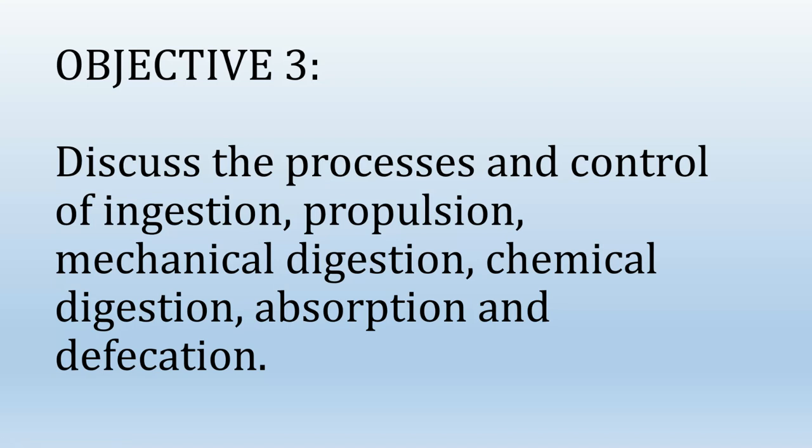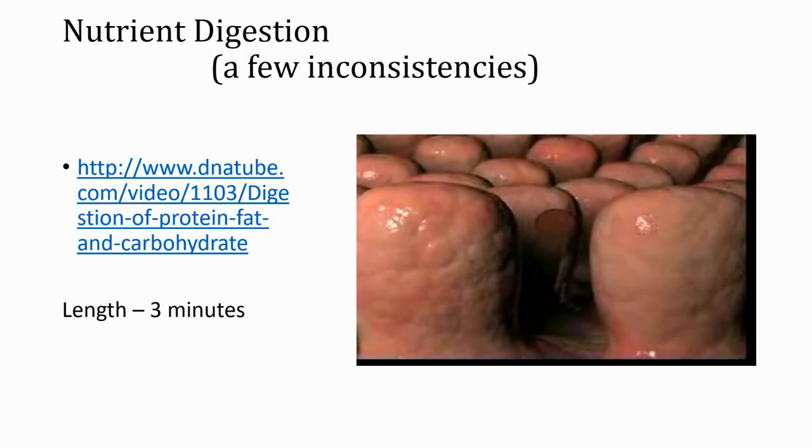Hello, this video is going to go over chapter 23, the digestive system, objective 3. With this objective, we're going to discuss the processes and control of ingestion, propulsion, mechanical digestion, chemical digestion, absorption, and defecation.